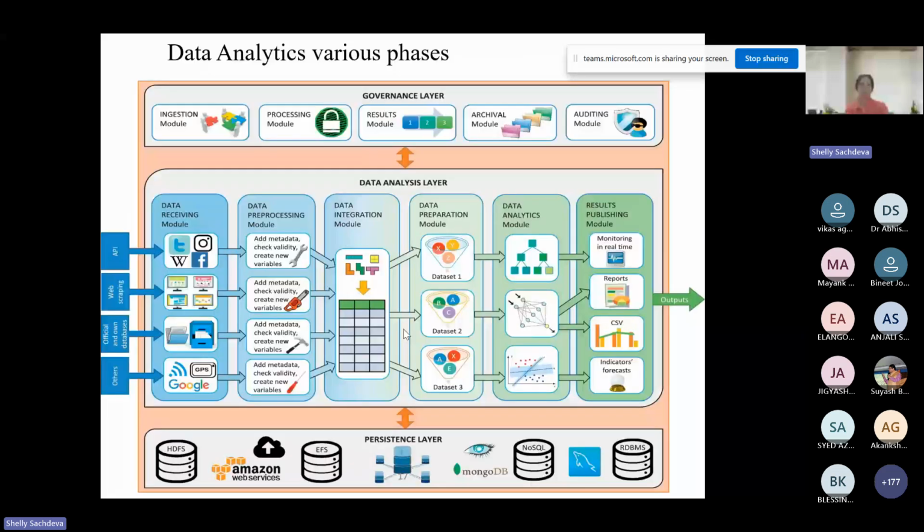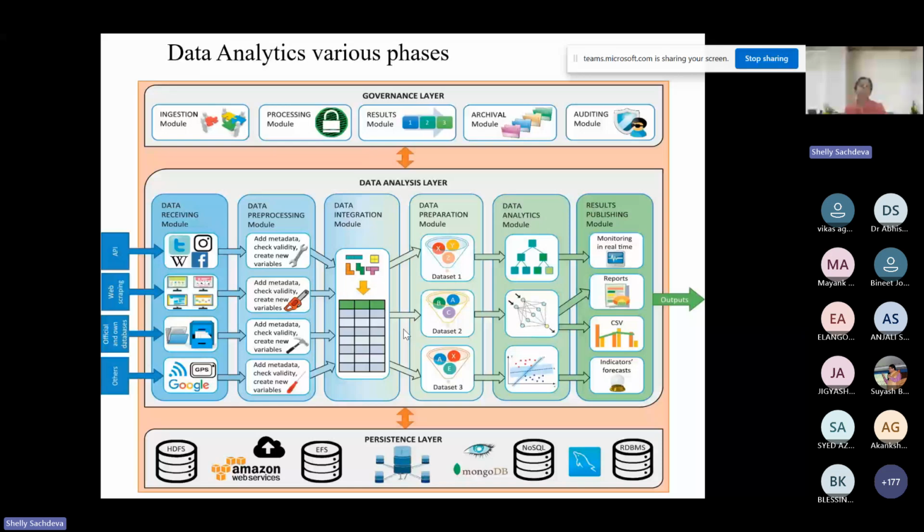So this is the complete data analytics pipeline with its various phases, where we first have the data receiving module. This is just a figure taken from a research paper itself. If you see, in between the data analysis layer and the upper and lower ones, there is a persistence layer where we have a back-to-back connection, and then a governance layer with a back-to-back connection. The data receiving module will gather the data from different places, maybe APIs, maybe web scraping, maybe from official databases.